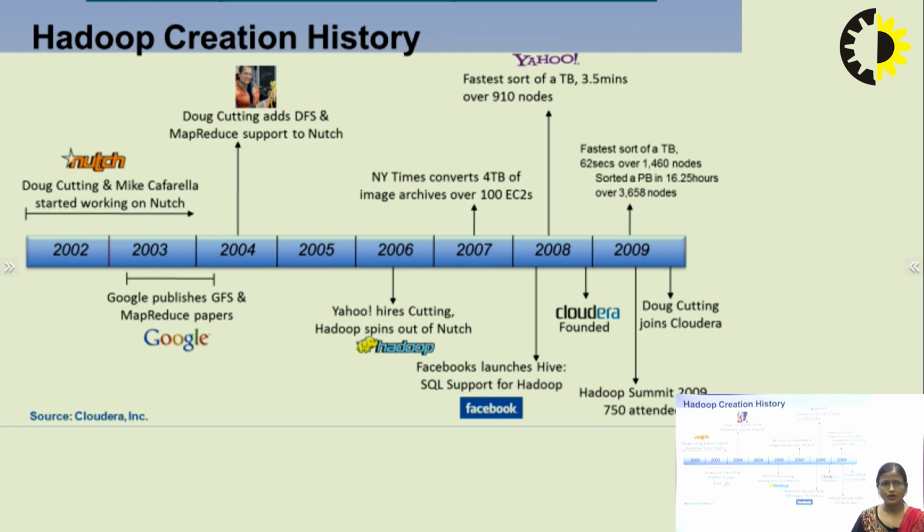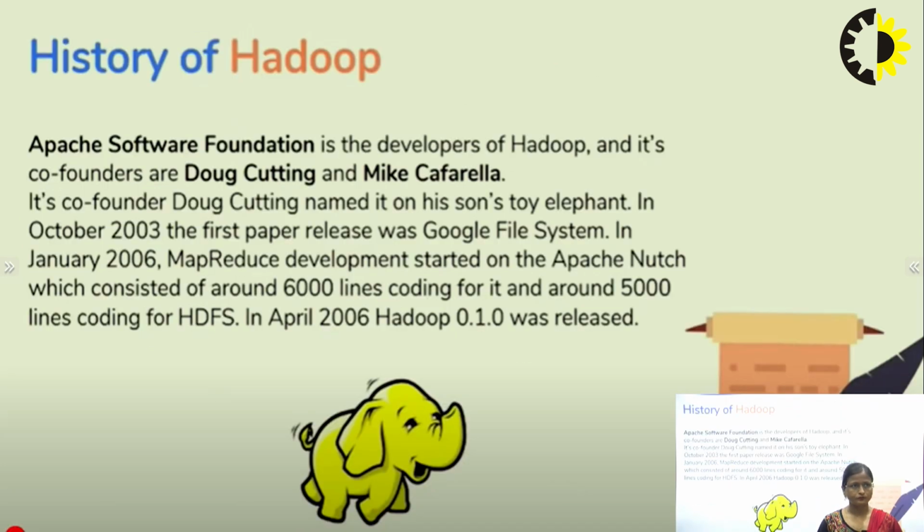Then in 2009, there is the fastest sort of a terabyte, that is 62 seconds over 1460 nodes, and sorted a petabyte in 16.25 hours over 3658 nodes. So basically the Hadoop concept came into existence in 2006.